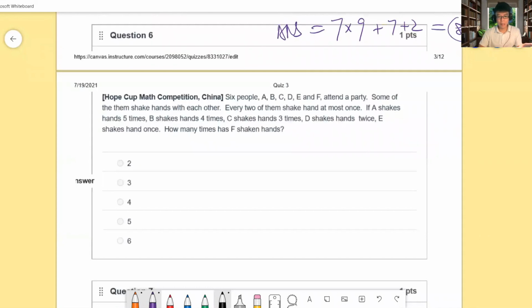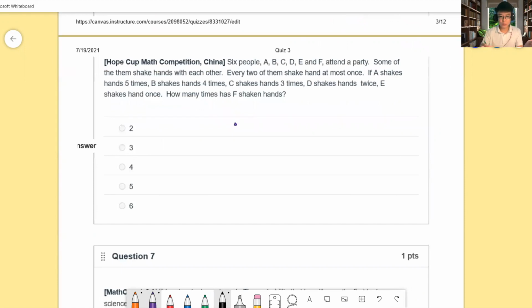Question 6. Six people, A, B, C, D, E, F, attend a party and shake hands with each other. Not necessarily every pair of two people, but each pair of people shakes hands at most once. Let me denote A, B, C, D, E, F by these 6 points. Now, if two persons shake hands, let's connect them by a line segment. Notice that A shakes hands 5 times. That means A shakes hands with everyone.